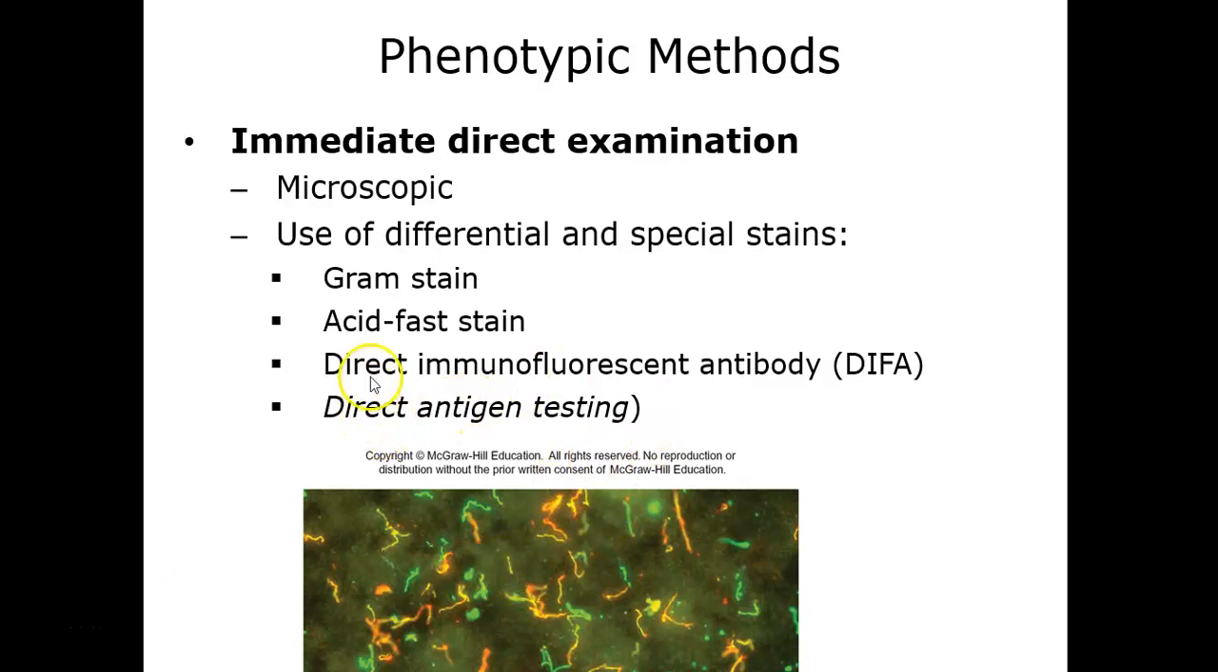This is an example of this direct immunofluorescent antibody, where you basically attach a fluorescent tag to an antibody, and those antibodies can adhere to the cell surface. So we're able to see how different microbes interact, where they are within tissues.